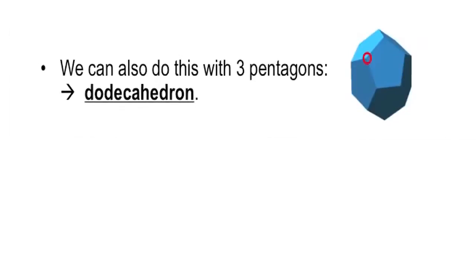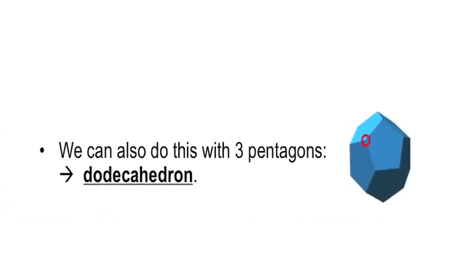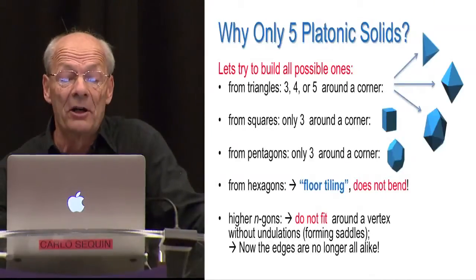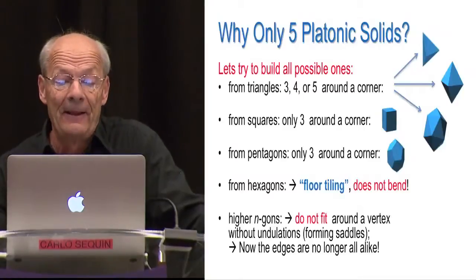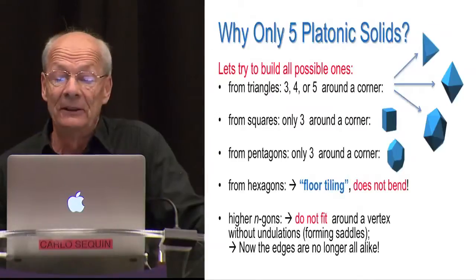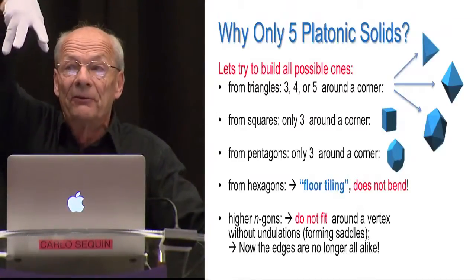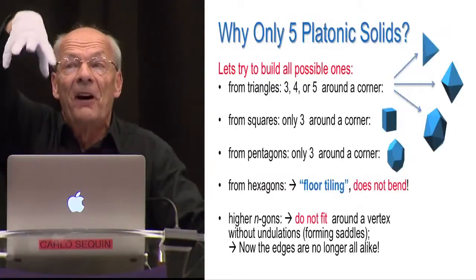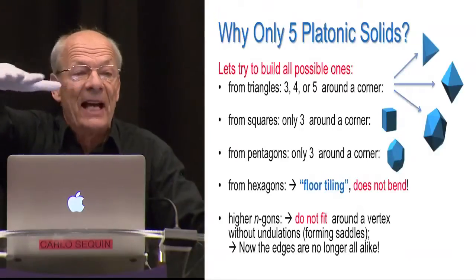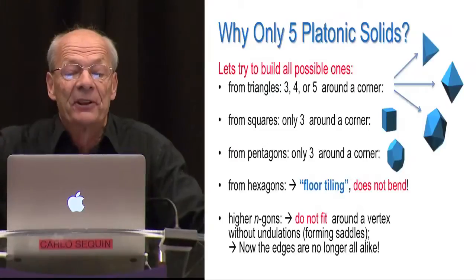We could also do that starting with 3 pentagons around the joint vertex. And then we would get the dodecahedron shown at the bottom. Now we can see why there are exactly 5 Platonic solids. When we use triangles for our surface facets, we have a choice. We can either use 3 triangles forming a 3-sided pyramid, or we can use 4 around the corner, or 5 around the corner. If you use 6 triangles around the corner, it gives you a flat kind of kitchen floor, okay? No longer a polygon. So we have 3 options for triangles.